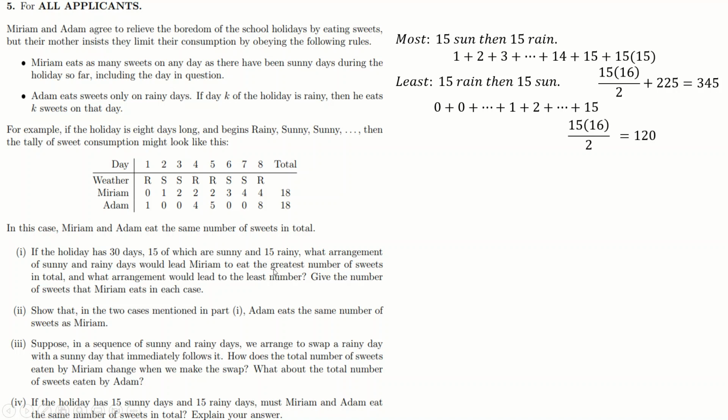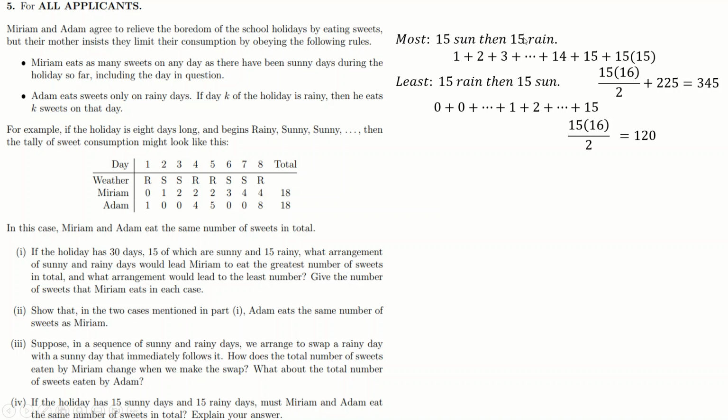Okay, what about, yeah, sure. Show Adam eats the same number in these cases. So if there are 15 sun, then 15 rain, show Adam also eats this many. Now again, let's just check this. He only eats sweets on rainy days and can eat that number.